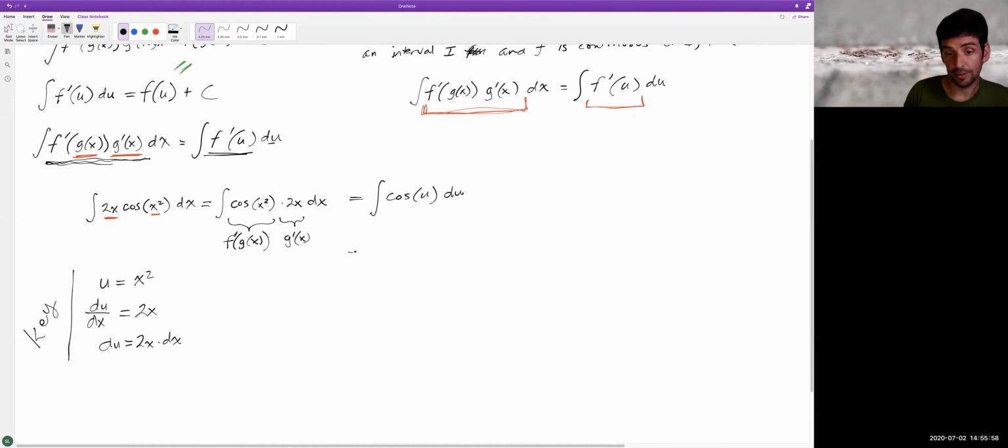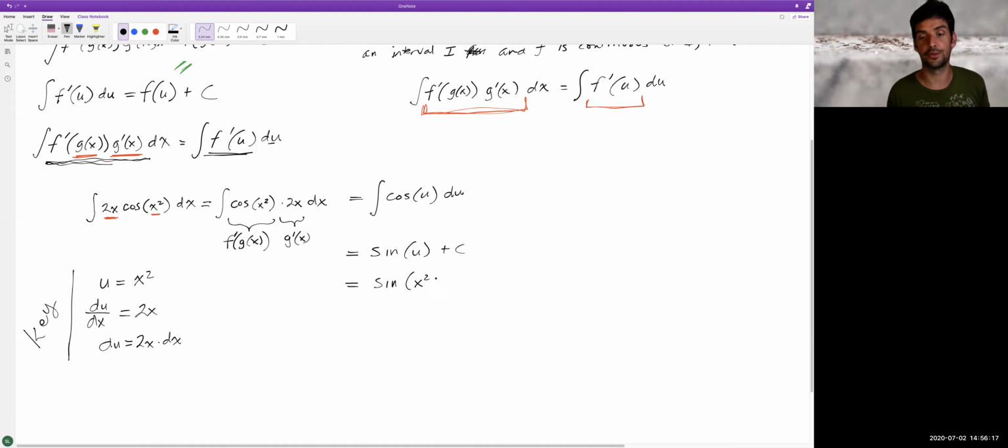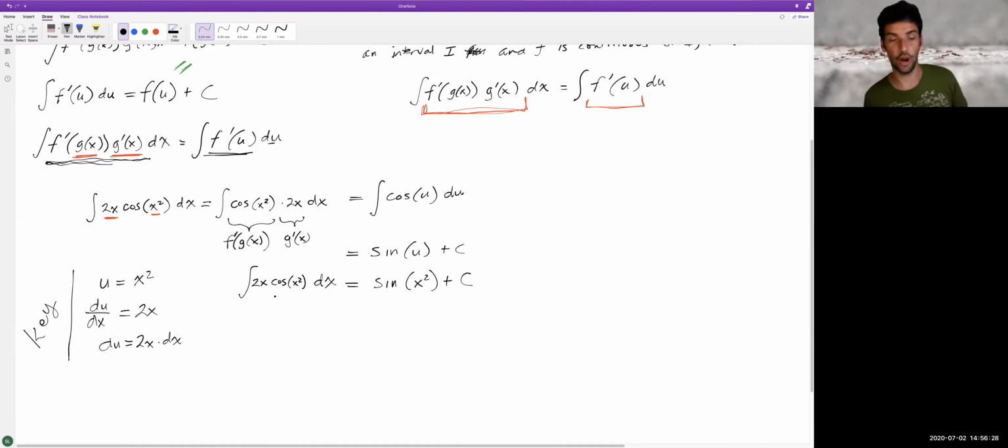Okay. Now, what's the antiderivative of cosine of u? That's sine of u plus c. But I didn't want the antiderivative with respect to u. I wanted it with respect to x, but I know exactly what to do. U is equal to x squared, so this becomes sine of x squared plus c. And that should be the antiderivative of our original function. Okay, so it feels a little bit like we cheated maybe, like we did a little bit of magic in there. Let's just see if it worked before we try to totally understand this.